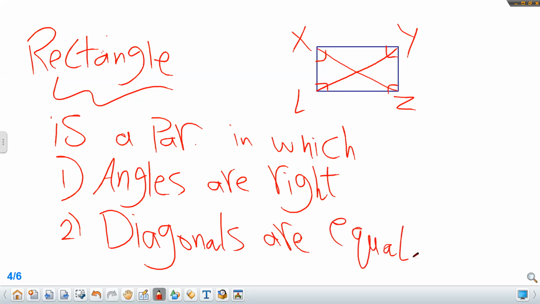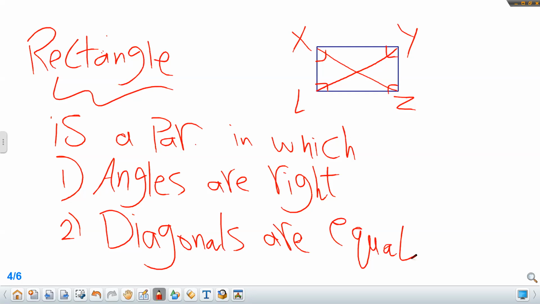And you know, these diagonals bisect each other, like a parallelogram. So we can say a rectangle is a parallelogram in which all angles are right and its two diagonals are equal.